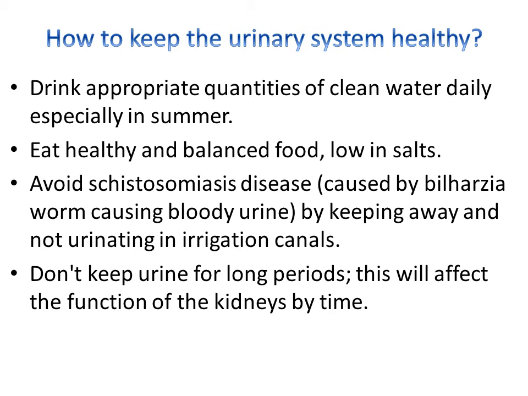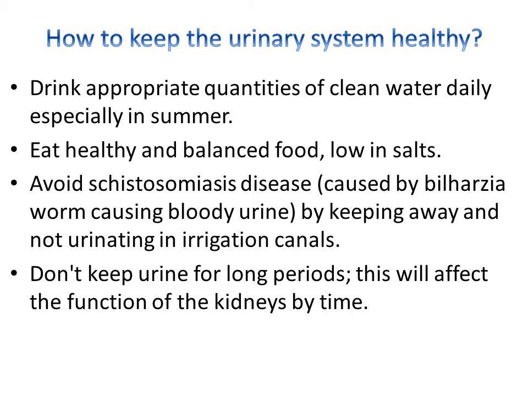Number 3, and concentrate very well on this: avoid Schistosomiasis disease, caused by the bilharzia worm, causing bloody urine, by keeping away and not urinating in irrigation canals. Remember last term when we took the food relationships, we said that we have 2 types of parasite. Remember the parasite that lives on the body's host and harms it? One of these parasites was the internal parasite, the bilharzia worm. This bilharzia worm causes a disease called Schistosomiasis.